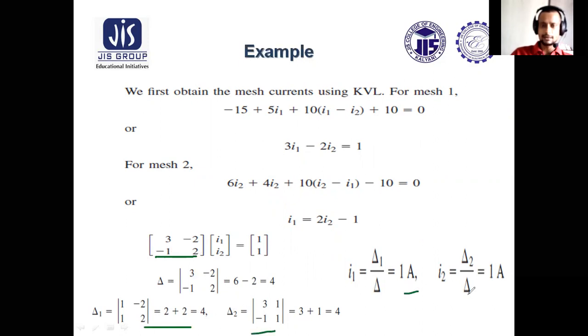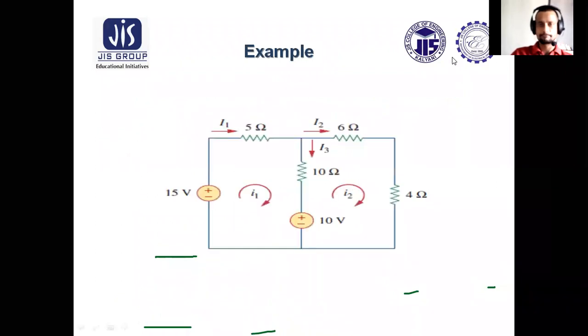So finally you'll get two loop currents, I1 and I2, 1 and 1. Now I1 is 1, I2 is 1. So what should be I3? I3 is I1 minus I2, that is 1 minus 1, 0. So current through this branch, common branch will be 0. So likewise, you can find all. Current through 5 ohm will be I1, so that is 1 ampere. Current through 6 and 4 ohm will be 1 ampere. Likewise. So this is what about mesh analysis.